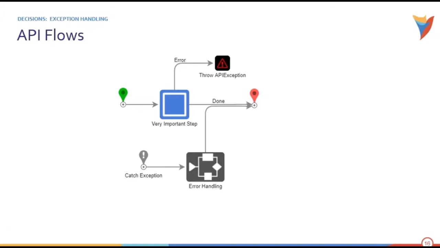This subflow should have an error path that connects to the throw API exception step to return the error. The next thing that we are going to talk about today is data related errors.